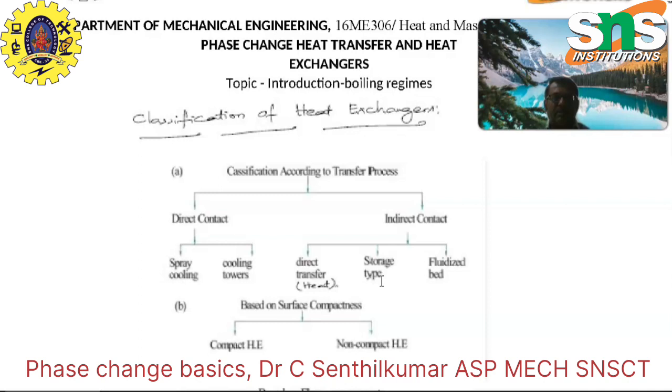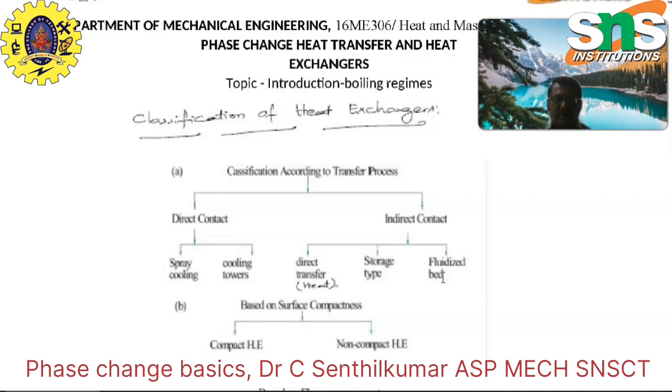So they are using either spray cooling or cooling tower based on the capacity or hotness of the gas. When it is too hot, they use the cooling tower. Stage by stage they cool it and pour it on the ground, or they reuse it based on the capacity. And indirect contact: direct transfer of heat, storage type and fluidized bed. So these are the indirect contact types. These are used in research or in boilers wherever applicable.